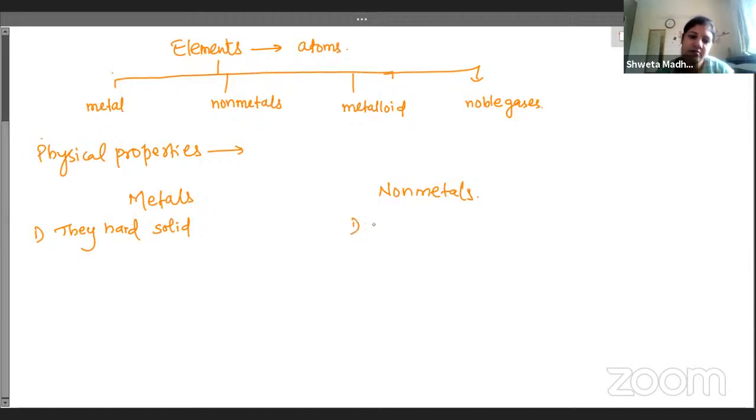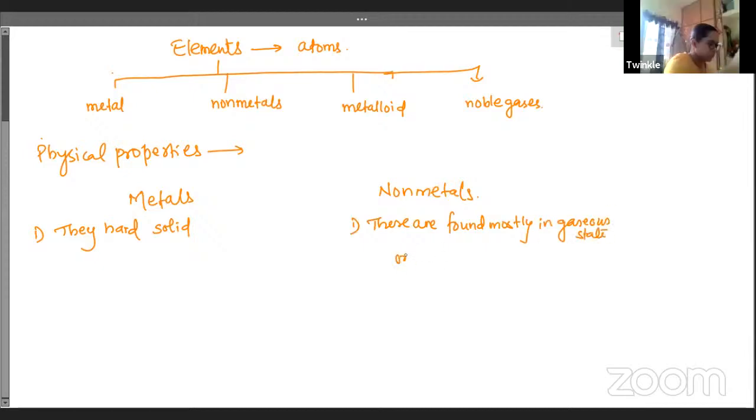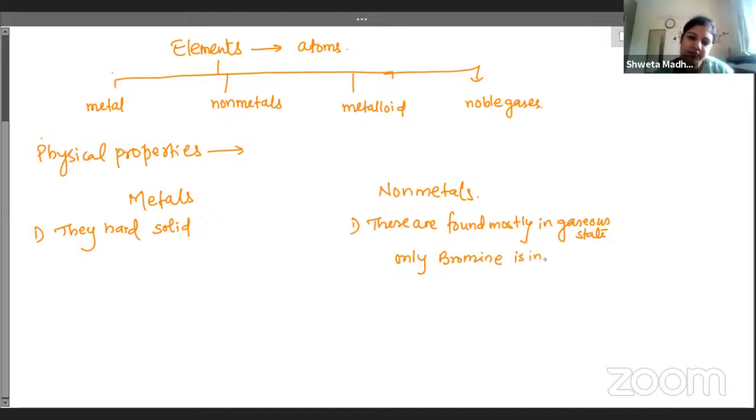And these non-metals are found mostly in gaseous state. Only bromine is in liquid state. And if solid, they are brittle or amorphous.